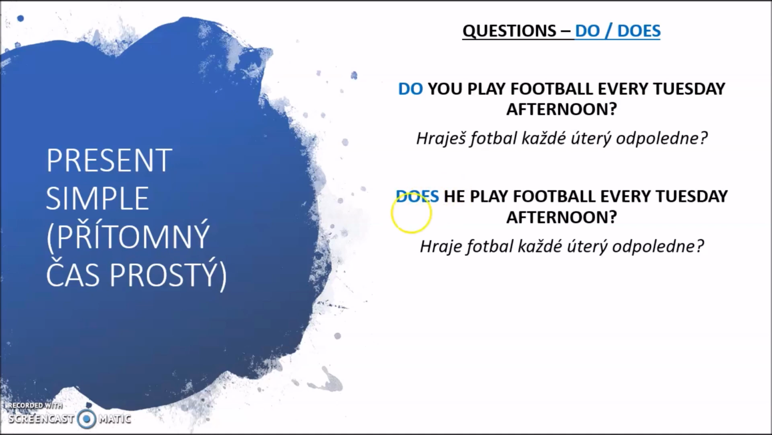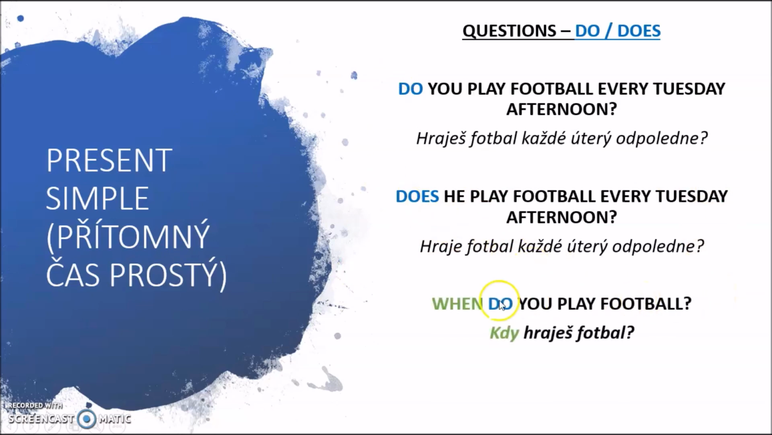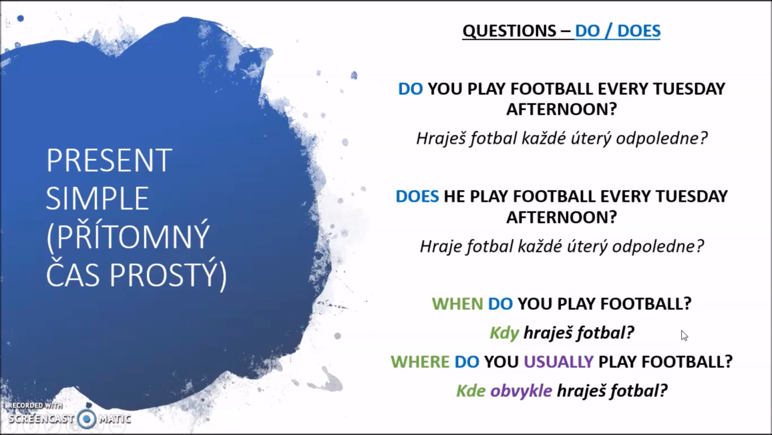When we use pronouns like who, what, where or how, we put them before do. For example, when do you play football? Kdy hraješ fotbal? Or where do you usually play football? Kde obvykle hraješ fotbal? You can see that usually is between the subject you and the verb play.